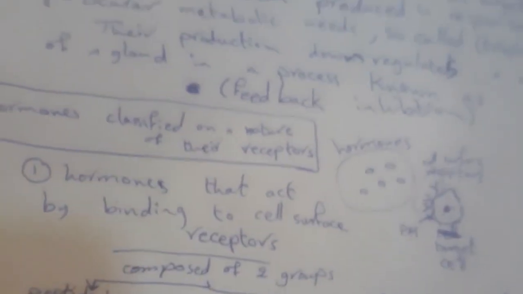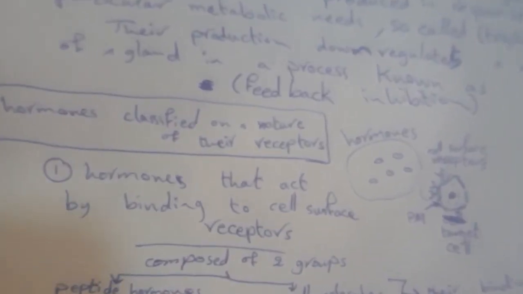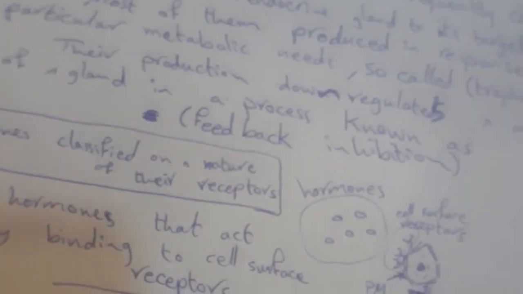So similarly, these endocrine glands secrete hormones in response to metabolic needs, called trophic hormones, in a process known as feedback inhibition. These hormones bind to their receptors on the target cells, and these receptors are found either as a cell surface receptor or an intracellular receptor. So in this manner we classify these hormones by the nature of their receptors.